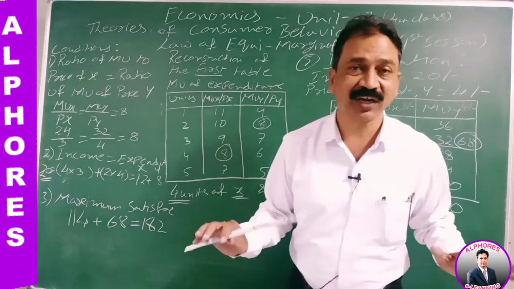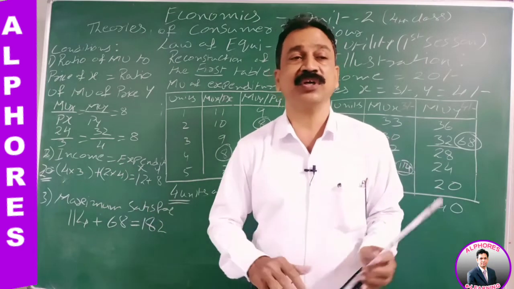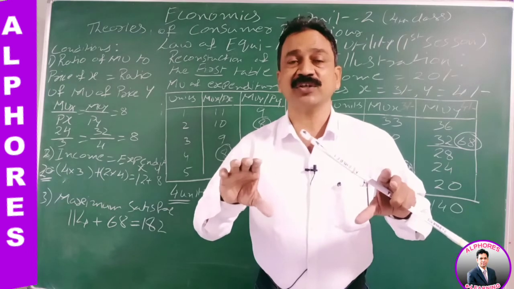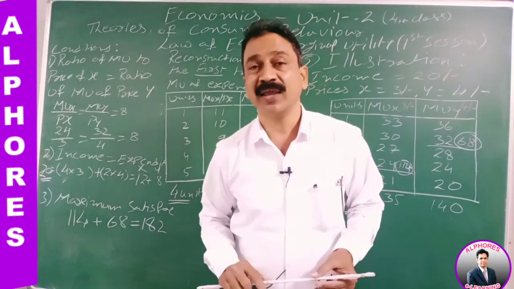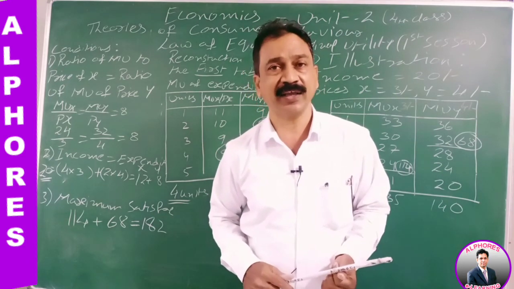So with this we can come to a conclusion that equimarginal utility shows us how a rational consumer equalizes his satisfaction by substituting the goods. And in the next session we will discuss the importance and limitations of this equimarginal utility. Okay.